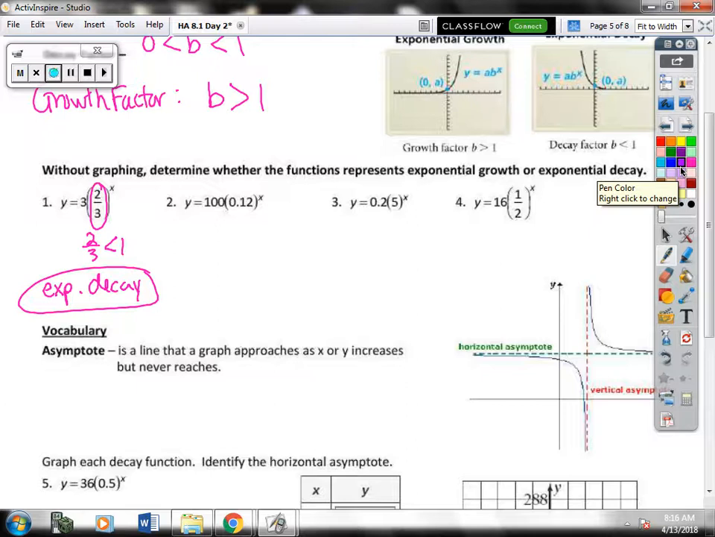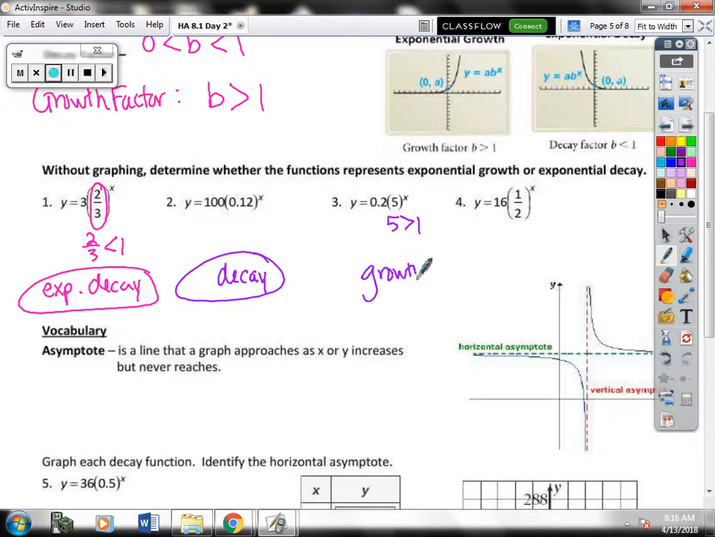So the next one would be what? Growth or decay? Here, decay. Number 3 would be? Abby? Growth. 5 is greater than 1. And the last one. Ashley? Decay.